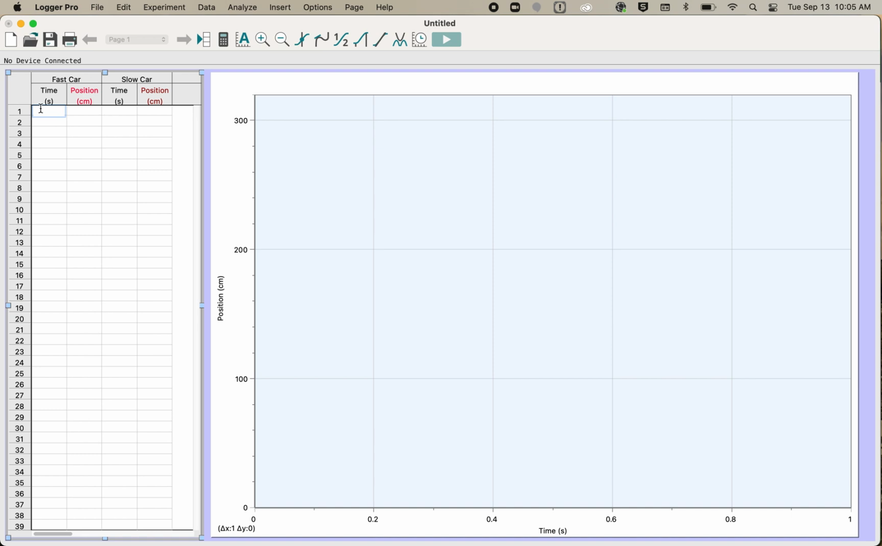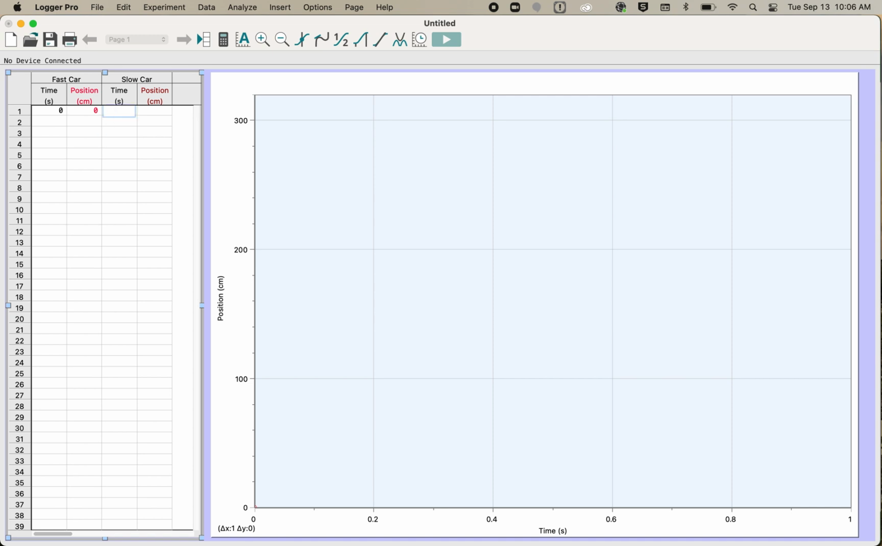If you're not sure how to do that, just check back at one of the other videos that will quickly show you how you can add multiple data sets onto a Logger Pro graph. Now for the fast car, I need to come up with a starting point, so I'll just make 0 the starting point for my fast car. After 0 seconds have elapsed, before I've turned these things on and moved them, that car is simply sitting at what I'm defining as 0.